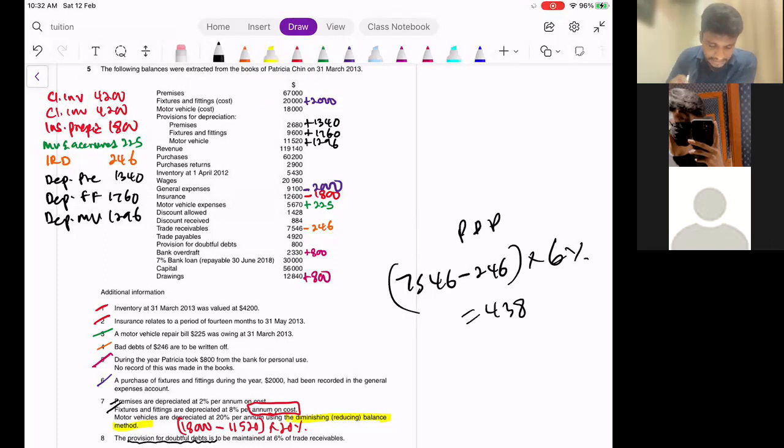PDD. Last year your PDD is? Last year is 800. This year is 438. Increase by? Decrease. Increase by 362. So right here, increase in PDD 362. You understand? Increase, sir. Oh, sorry. Decrease. Decrease by PDD. Very good. Last year 800. This year 438. Yeah, correct. Understand now? Yeah.